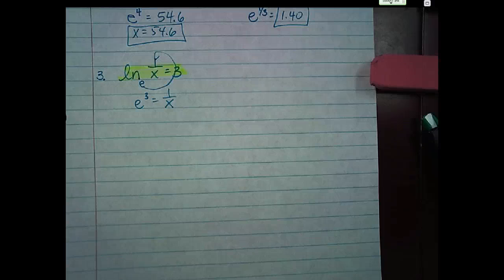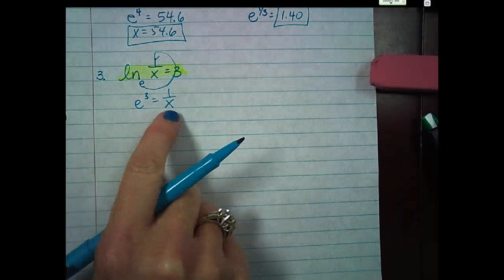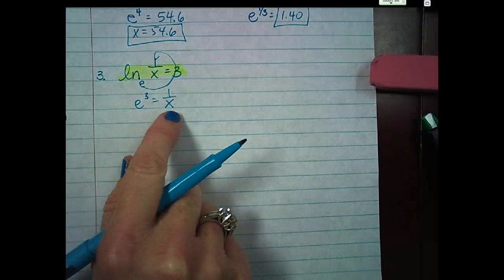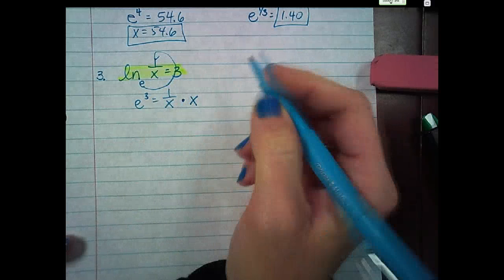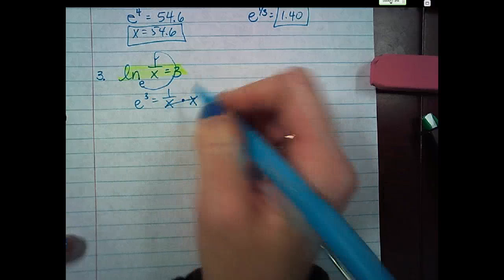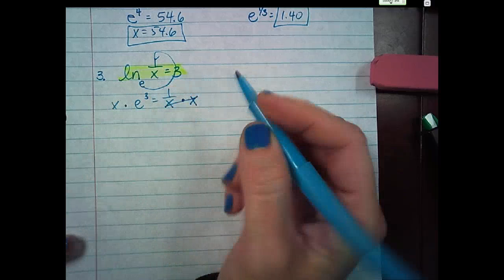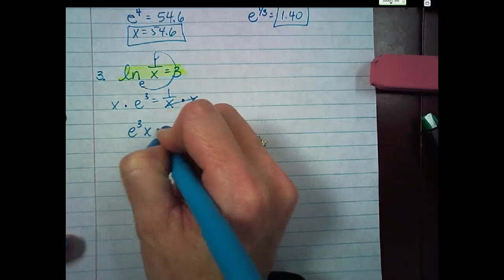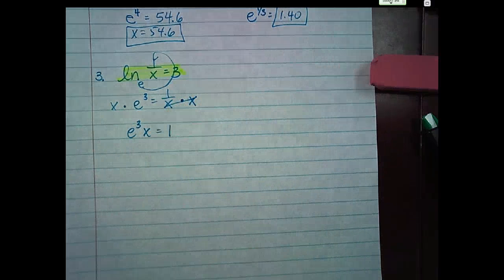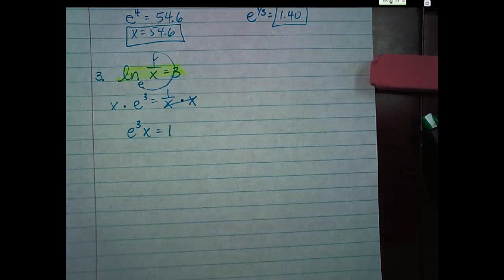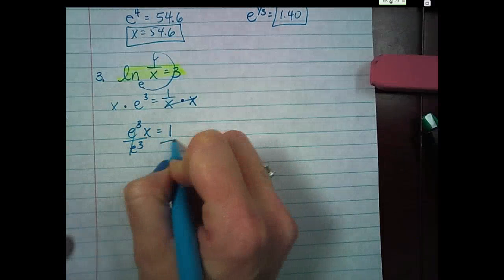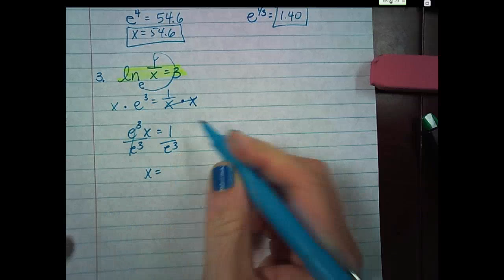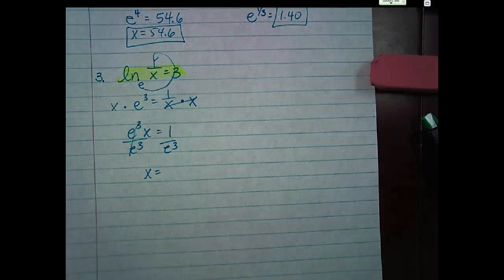So, what you have here, if I'm trying to solve for x, the problem is x is in the denominator. So if you multiply this side by x, it will cancel and you get 1, and multiply this side by x. So you have e cubed x equals 1. Now what do you have to do to both sides? Divide by what? E cubed. So the answer is 1 divided by e cubed. That's one way to do it.